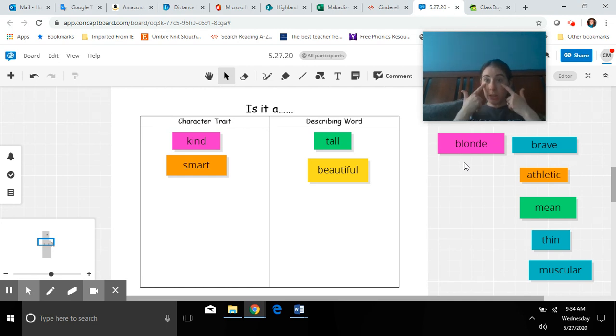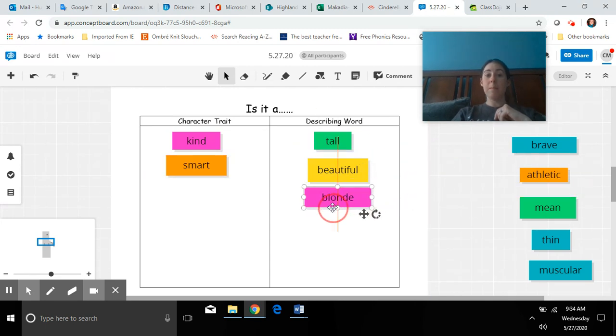Yes. I could just look with my eyes and see they are blonde. I could describe them by saying, he or she is blonde. They have yellow colored hair. Okay? So that's a describing word. It's not a character trait. It doesn't tell me what kind of person they are on the inside.